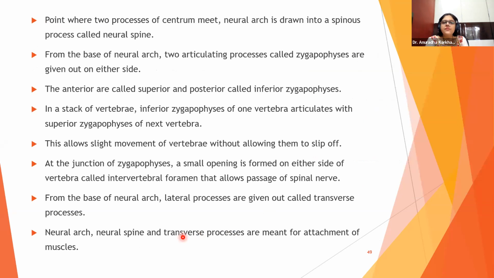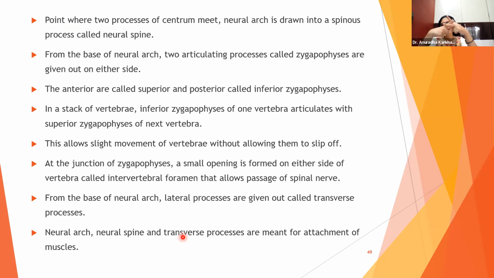Point where two processes of centrum meet, neural arc is drawn into spinous process, which is called as neural spine. From the base of the neural arc, two articulating processes called as zygapophyses are given out on either side. The anteriors are called superior and posterior are called as inferior zygapophyses. In a stack of vertebrae, inferior zygapophyses of one vertebrae articulates with the superior zygapophyses of the other vertebrae.